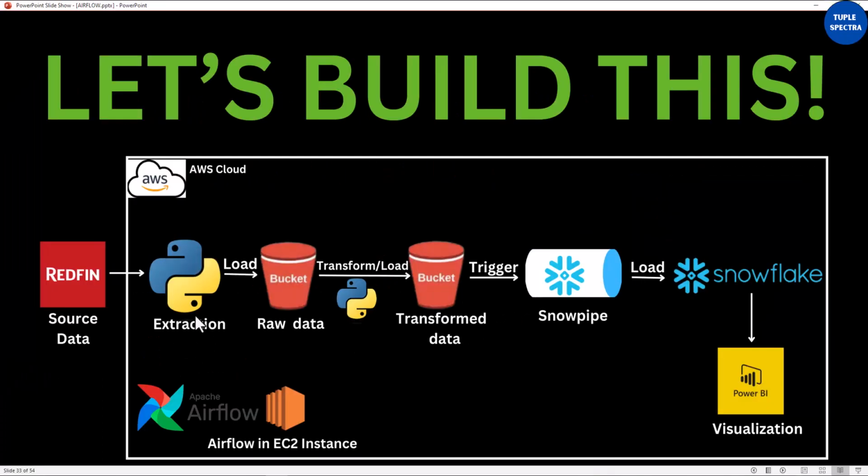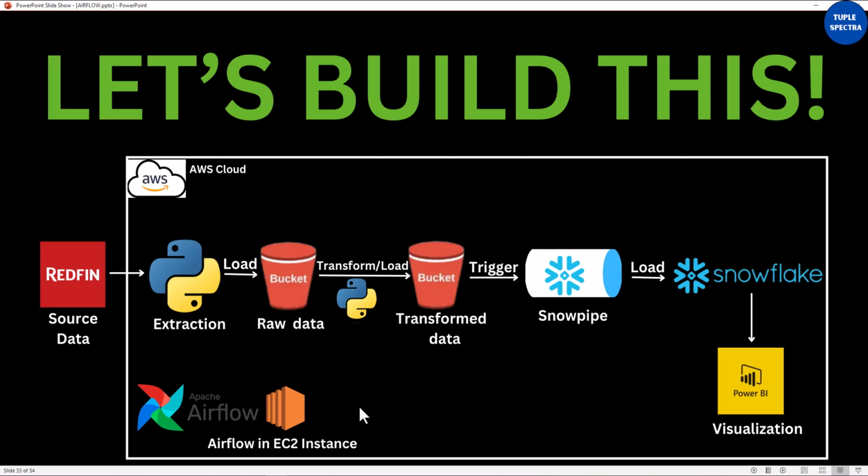But in today's video we are going to be extracting data from the Redfin data source, and then we are going to load that data into an Amazon S3 bucket. Thereafter we use Python to transform the data and then load it inside an S3 bucket.